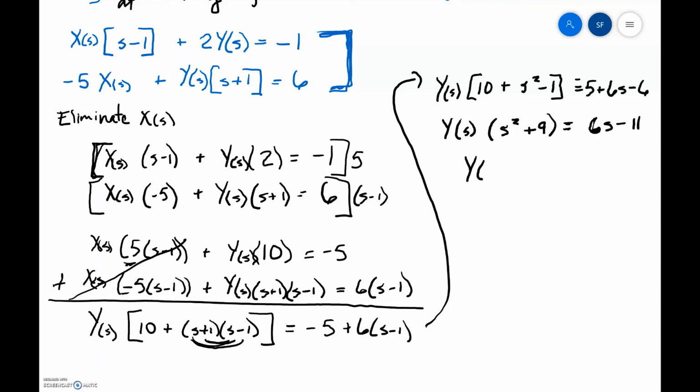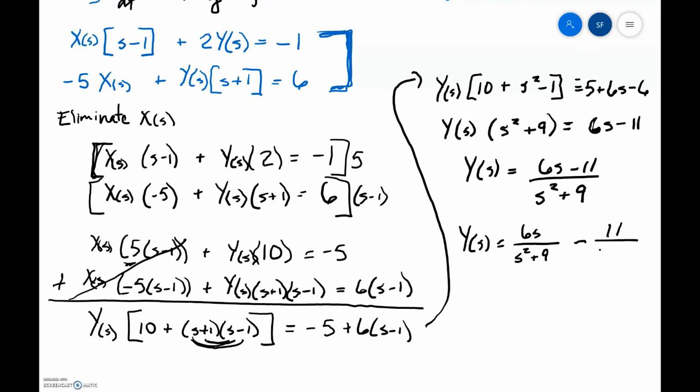So Y of s is (6s minus 11) over s squared plus 9. Okay, looking at my Laplace tables, I don't have anything that matches this form, but I can break this into two fractions, just by breaking the numerator into its two terms.